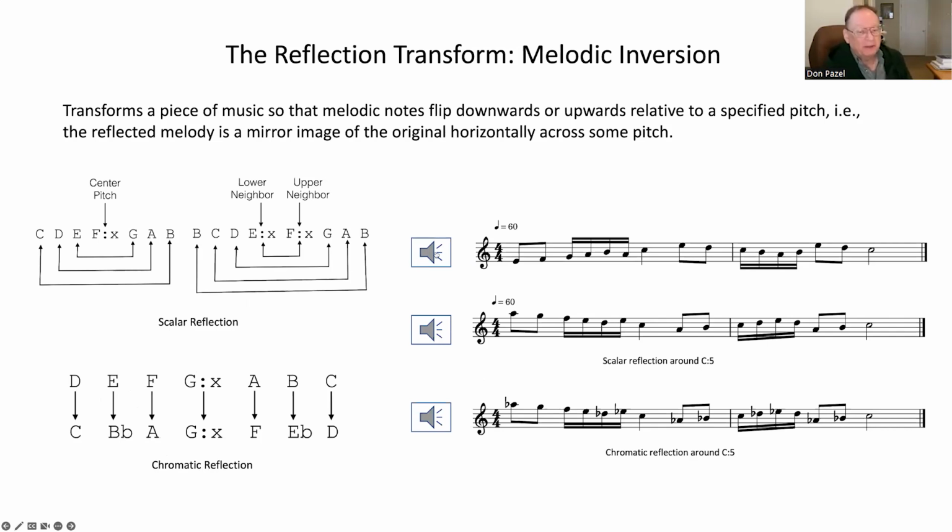Let me give you an example. This is an original melody. I can take it around C5. C5 is right about here. It's right there. So anything below will flip to the top. Very nice. And then I could do it at C5 again, only do the chromatic reflection.